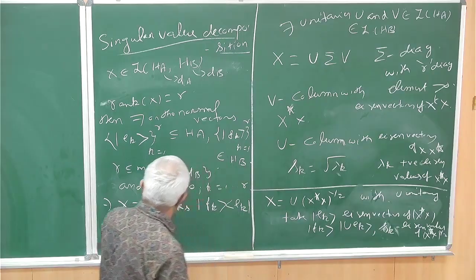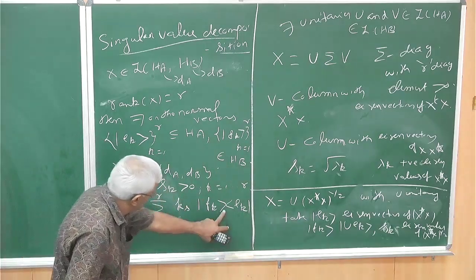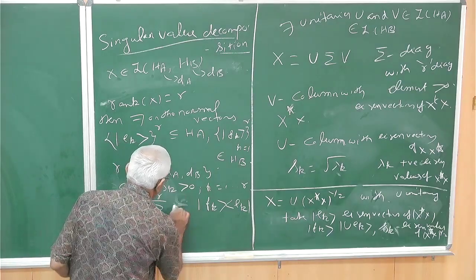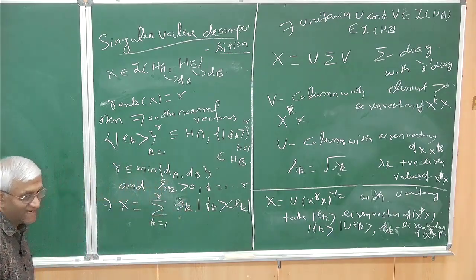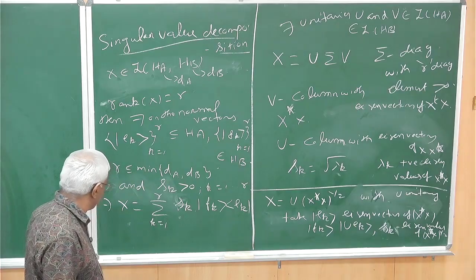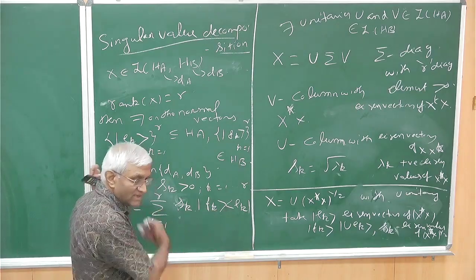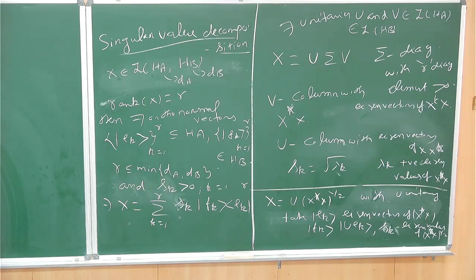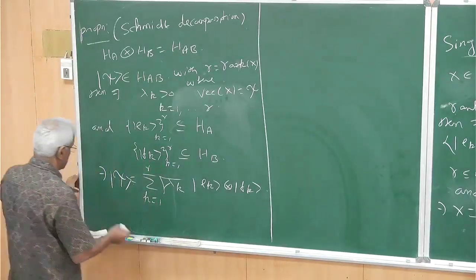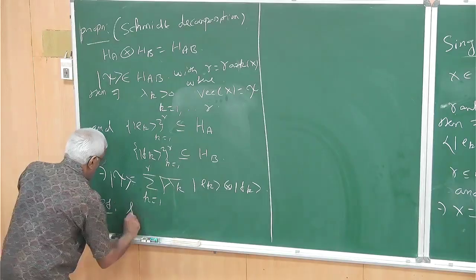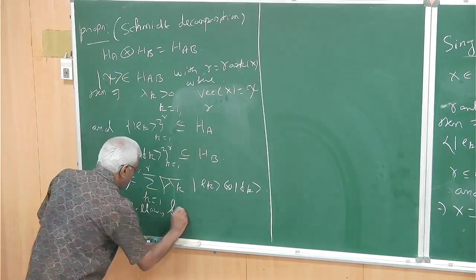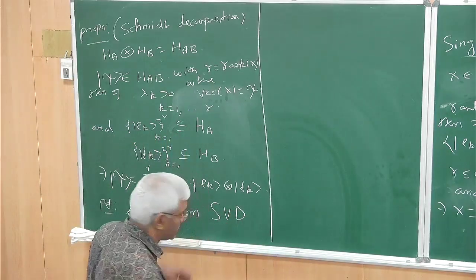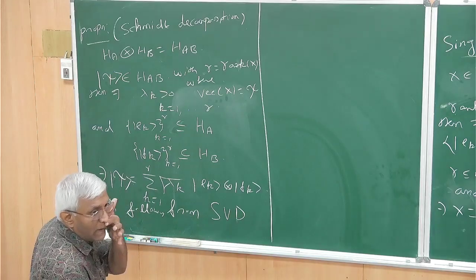So any x can be decomposed like this. Now this will go to ek tensor fk, right? Yes, sk. Sorry, I have written ks for some reason. So this will go to ek tensor fk, and that's what we want. So this is clear. I don't have to prove it, right? It follows from the singular value decomposition, usually written as SVD. So this is clear.